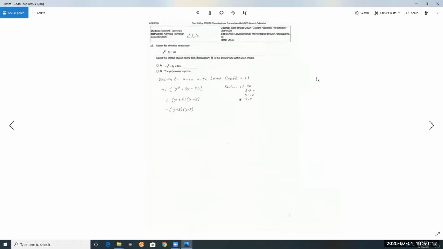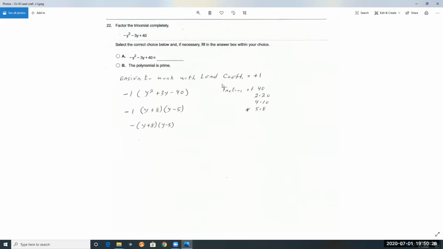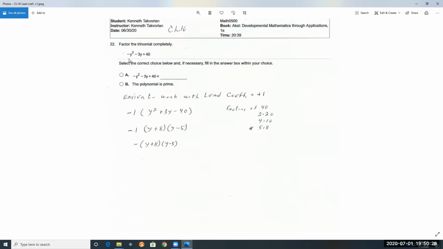The next problem is a trinomial where the lead coefficient is 1. This is relatively easy once you get used to the idea. It's based upon FOIL. Right now, the lead coefficient is -1. Working with a negative sign is kind of awkward. So what I did is I extracted as a common factor a -1 from each of the three terms. If I do that, what's left inside the parentheses is y squared plus 3y minus 40.